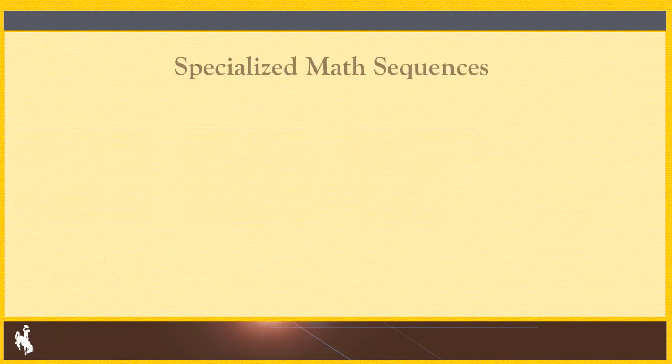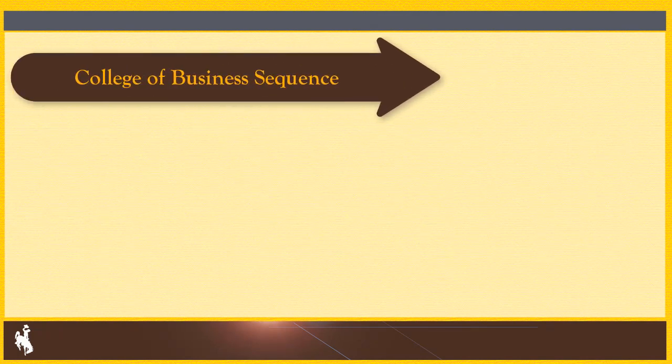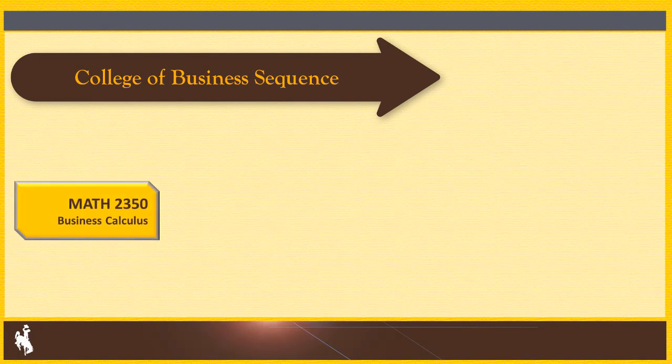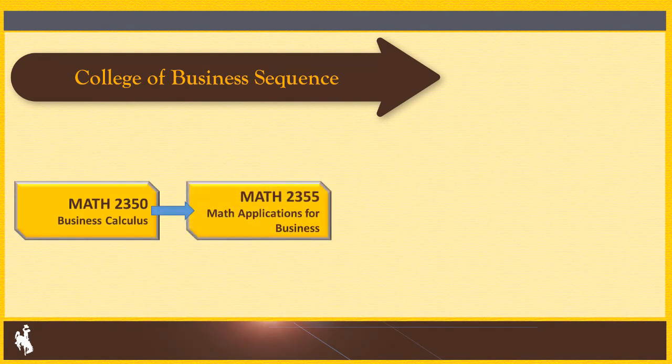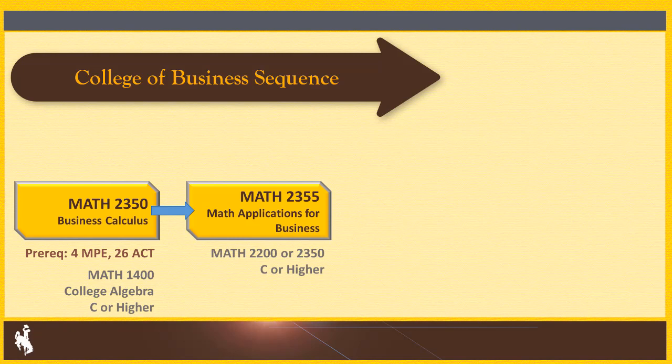Similar to education, students in the College of Business need to take specific math courses. Business majors need to take Math 2350, Business Calculus, and Math 2355, Math Applications for Business. Math 2350 prerequisites can be met with a 4 math placement exam, a 26 math ACT, or a grade of C or higher in Math 1400 college algebra. Math 2355 requires a C or better in Math 2200 or 2350.